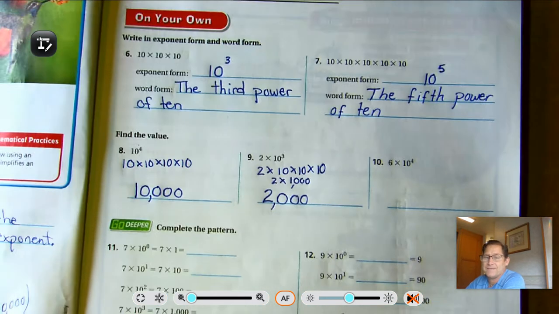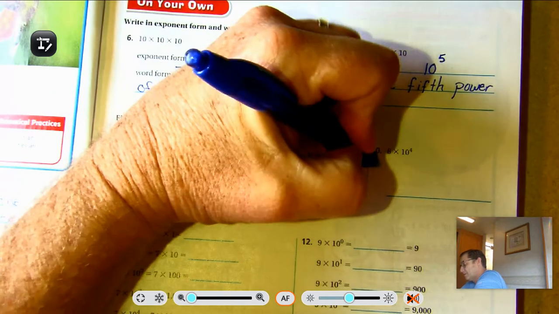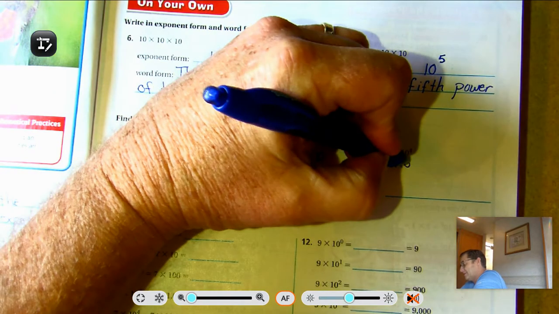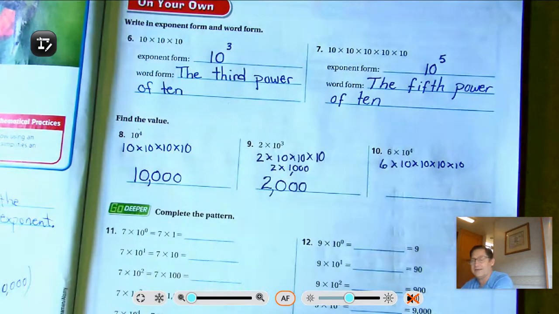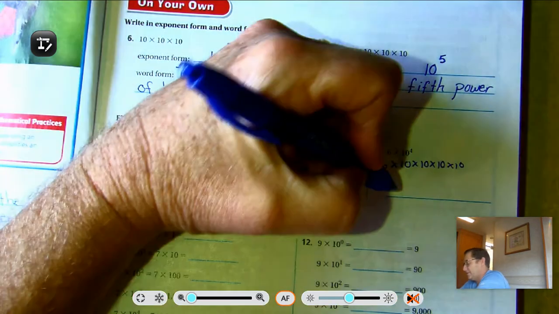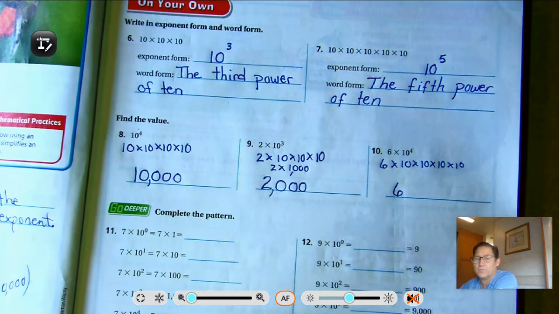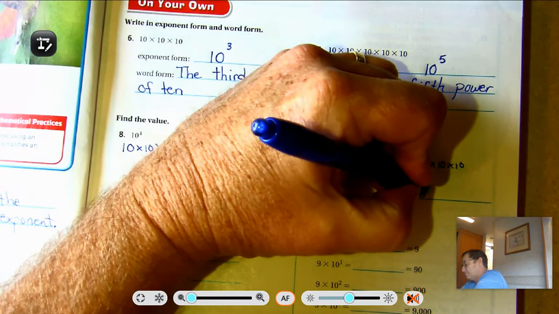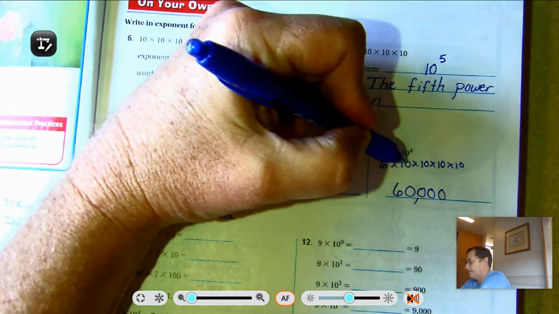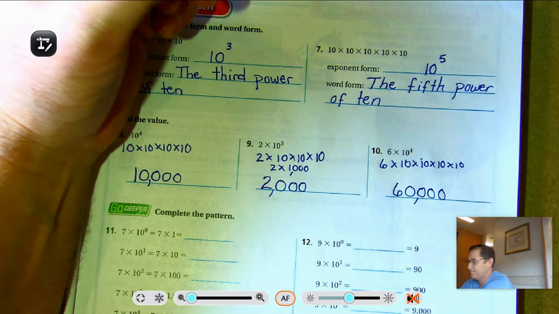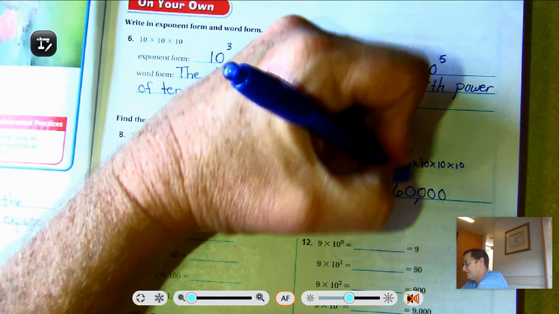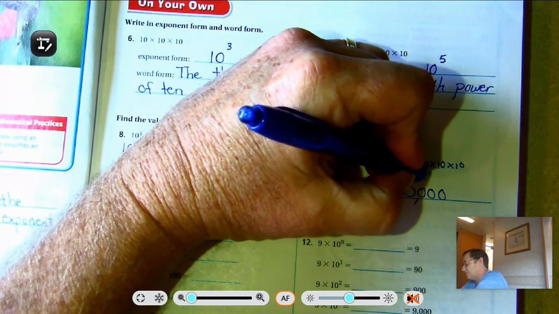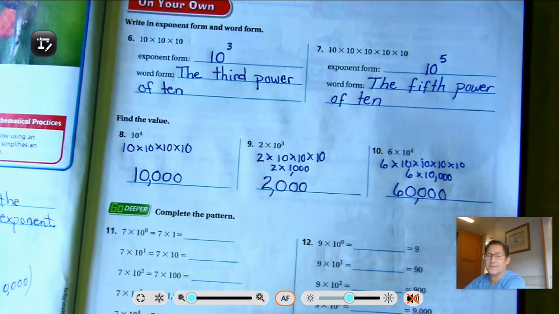All right, 6 times 10 to the 4th. So that means 6 times 10 times 10 times 10 times 10. So it would be 6 followed by 4 zeros. 10 times 10 is 100. Times another 10 is 1,000. Times another 10 is 10,000. So 6 times 10,000.